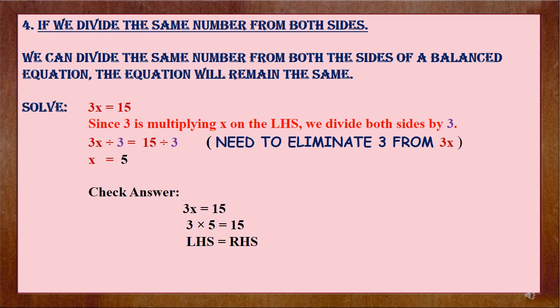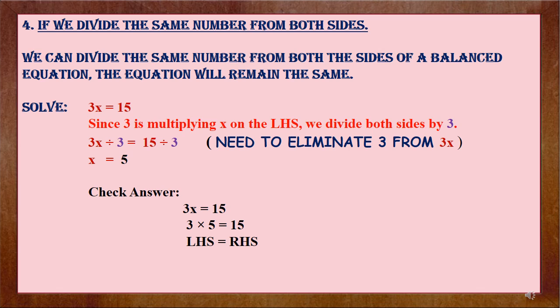Principle 4. We can divide the same number from both the sides of a balanced equation. The equation will remain the same. Using the given principle, we can solve the following equation. Consider the equation 3x is equal to 15. We have to remove 3 from 3x. Since 3 is multiplying x on the LHS, we divide both sides by 3.